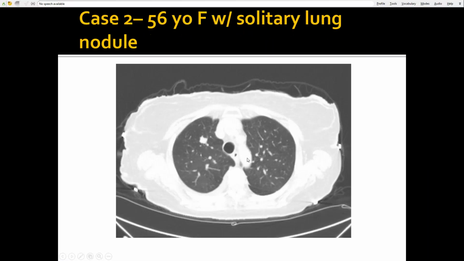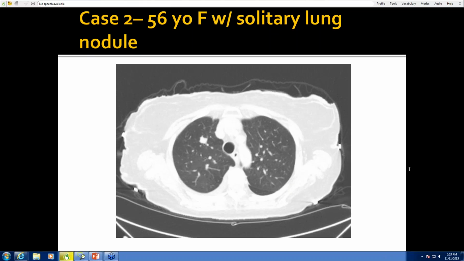All right, so only 2 more left. So how about this one? What do you guys think would be a good way to treat it? So let's say there's 56, and we're going to say this patient has no comorbidities. What would you think would be a good way to treat this? Solitary lung nodule, no metastatic disease, no comorbidities. What would be the best way to treat this patient?